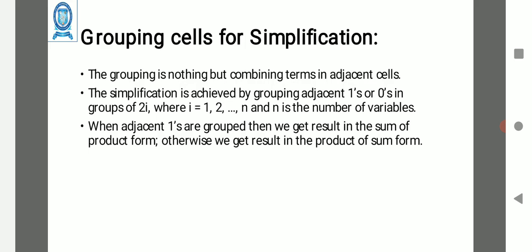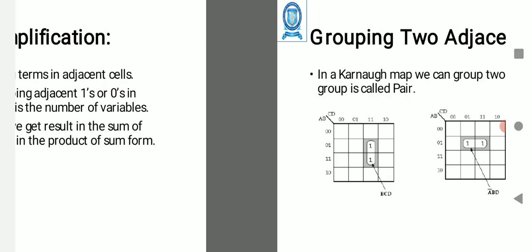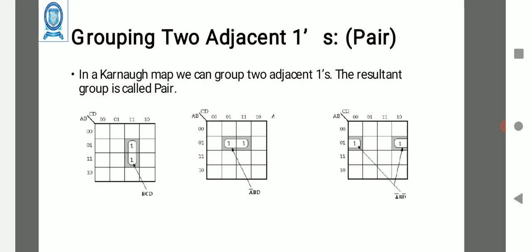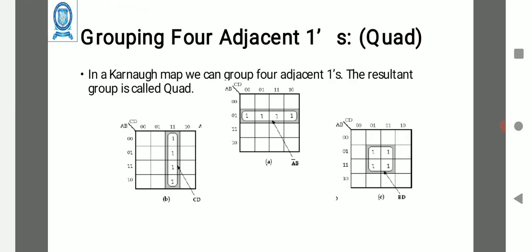From the groups made in the previous step, find the product terms and the sum terms, up to the SOP form. From that you group the cells for the simplification. This is the procedure: in a Karnaugh map, we have to group the two adjacent cells, form the groups and find out the product terms. Here we will be finding the product terms for two variables, three variables, and four variables based on the grouping of the elements.